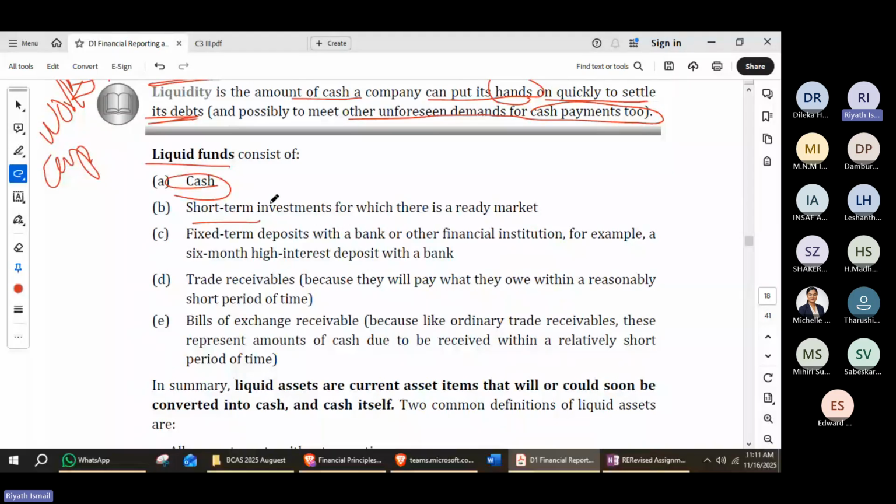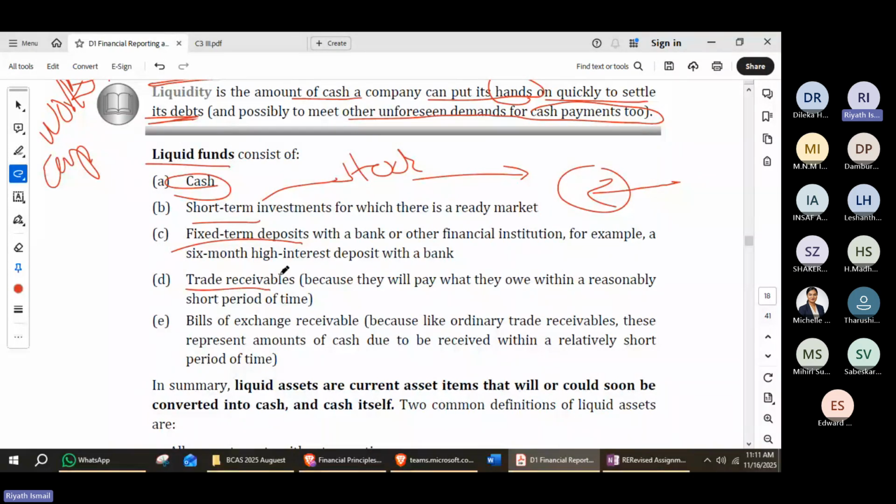If you have stocks in the stock market and you want money, you can quickly sell the stocks in the market and convert them into money. And fixed term deposits of less than 1 year, so that you can quickly convert the fixed deposit certificate into money.